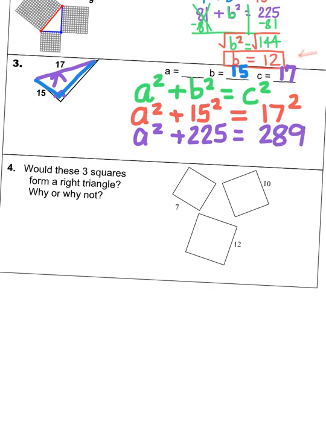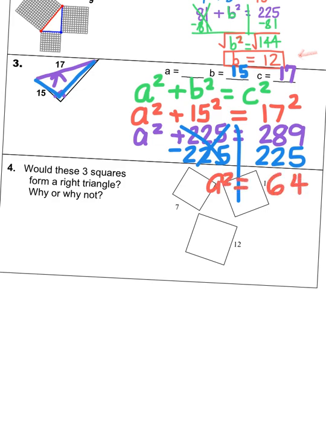Now how do I solve for my A? I'm going to do the opposite. I'm going to subtract 225 from both sides to isolate my variable. That leaves me with A squared equals 64. You may have B squared equals 64 at that point. That's okay.